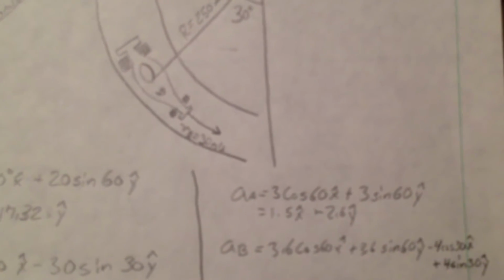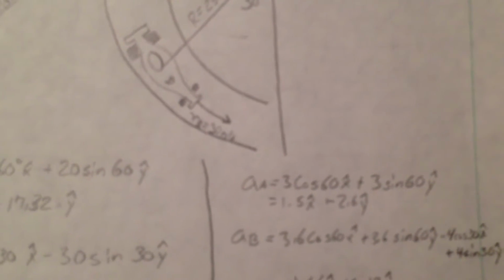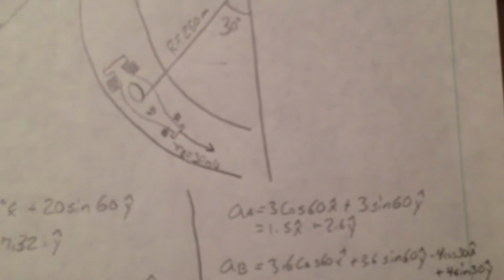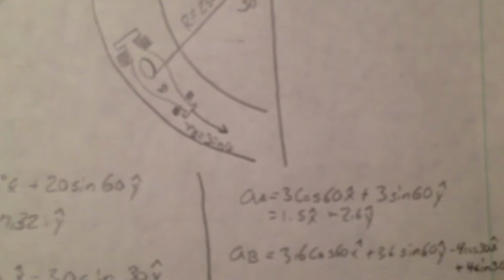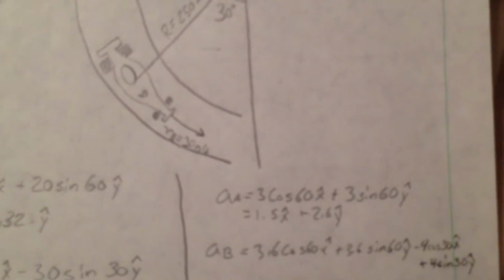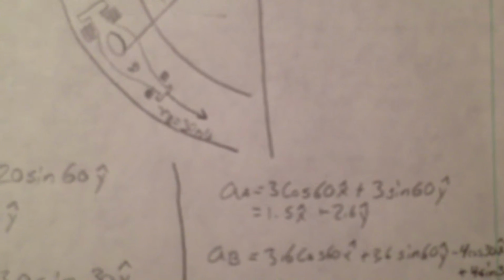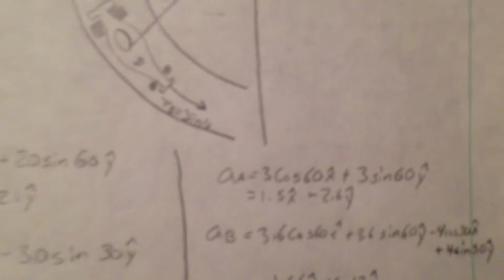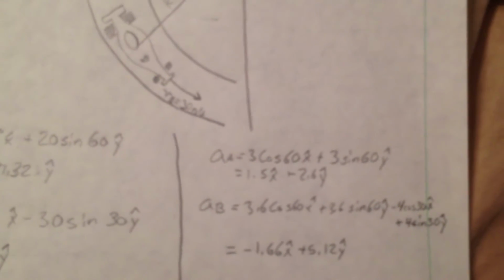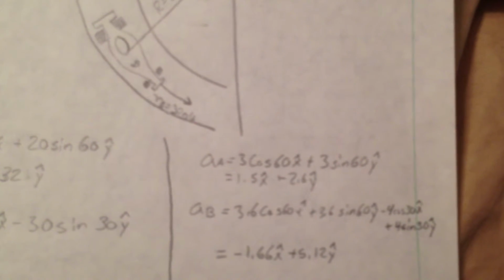You come over here to find the acceleration of A. You know the acceleration is 3, so it's 3 cosine 60 x hat plus 3 sine 60 y hat, and that gives you 1.5 x hat plus 2.6 y hat.